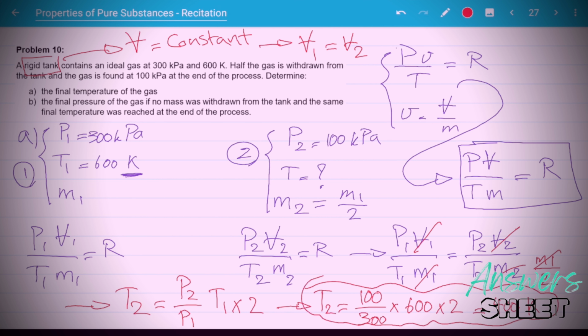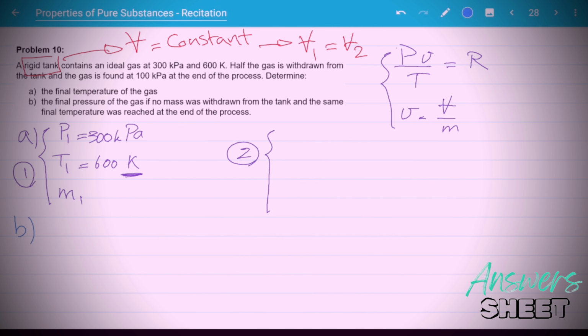All right, so this is how we tackled the problem. We used the ideal gas equation and the fact that pressure times the specific volume over temperature is always equal to the gas constant, regardless of the process. So we manipulated the equation and used all the keywords that were given in the problem. Rigid tank, meaning that the volume is the same between the two states, and that the mass of the second state is half of the mass of the initial state. So we answered part A, 400 degrees Kelvin.